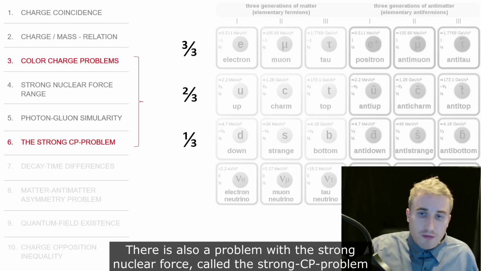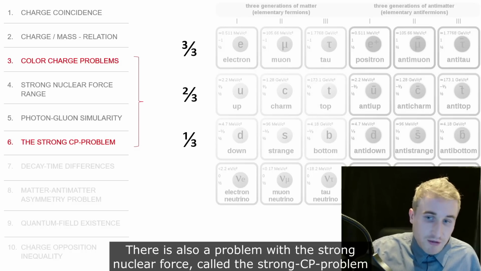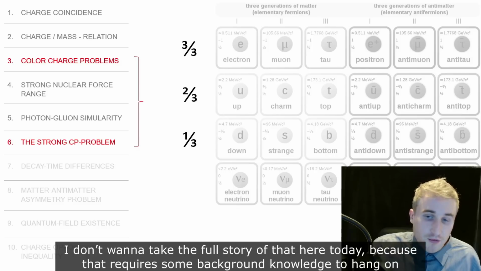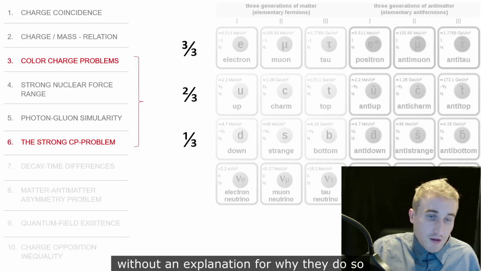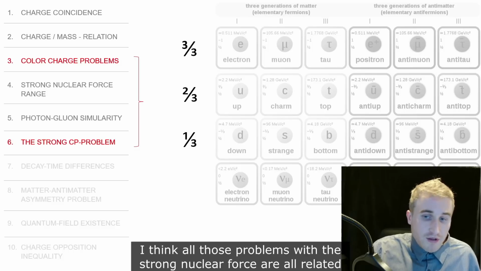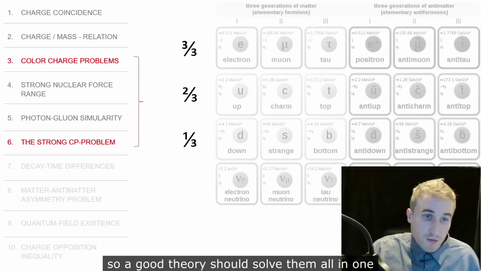There is also a problem with the strong nuclear force called the strong CP problem. I'm not going to take the full story of that here today because that requires some background knowledge, but the short story is that the color charges show behavior like electrical charges without an explanation for why they do so. I think all those problems with the strong nuclear force are related, so a good theory should solve them all in one.